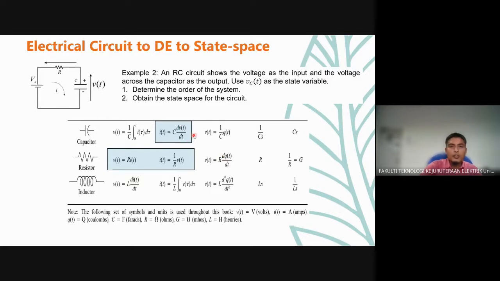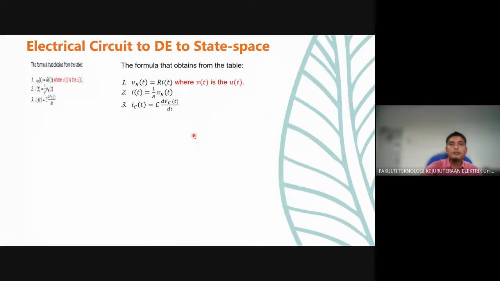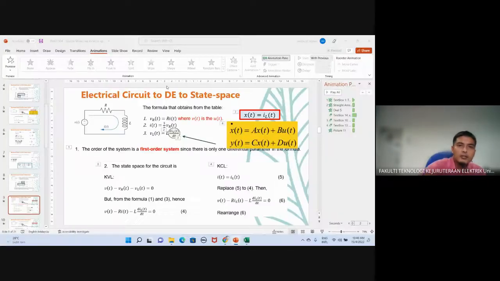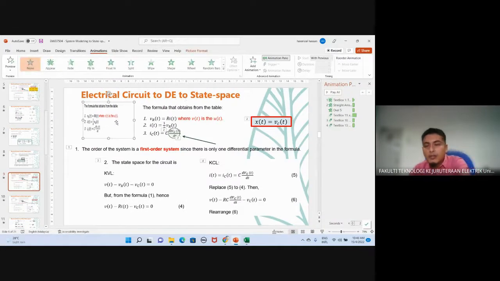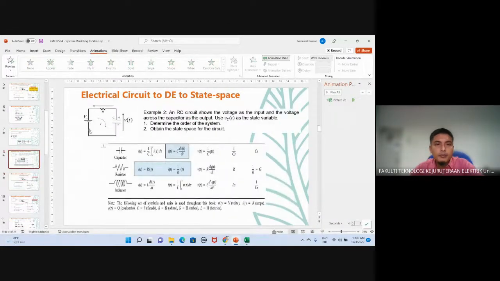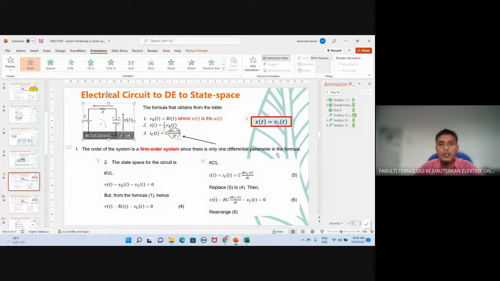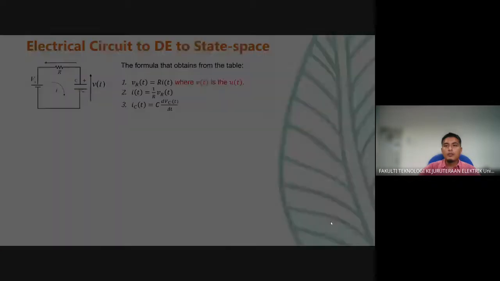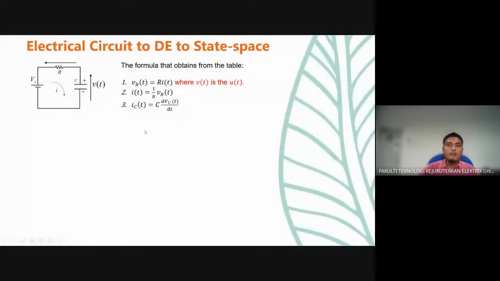Next, we do the shortlist. We shortlisted the formulas. How many of them? There are three. We have VRT equal to R IT. Right. This one, I need to change the slide a bit. Okay, this is correct. Okay, so these are the three formulas.